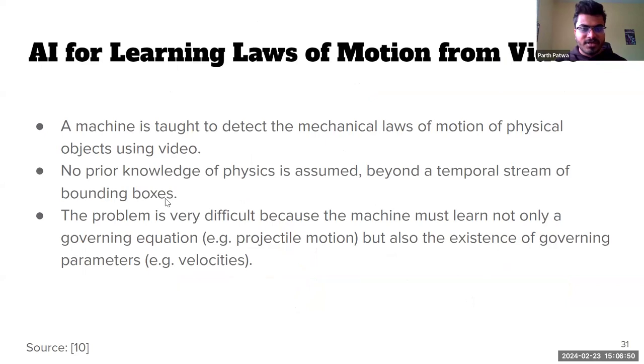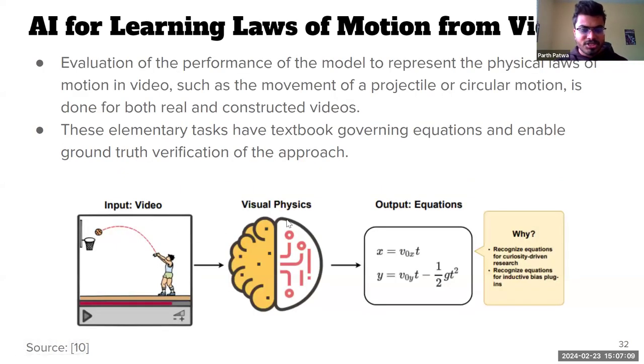And finally, one of my favorite applications is that we can use AI for learning laws of motion from videos. The paper used AI to detect mechanical laws of motion, like simple projectile motion and velocities, where the input was a video and AI outputs equations. Now in this paper, they learned just the laws that we already know. But the main point is that similar methods we can use on a lot of data to discover new laws which we are not aware of. So that is one future use of AI for physics.